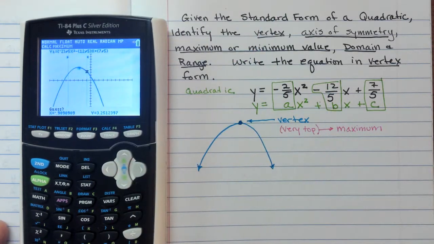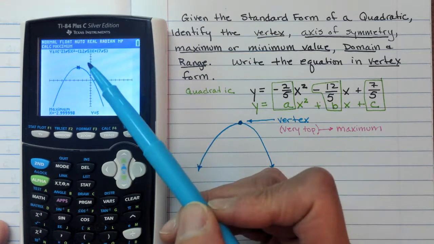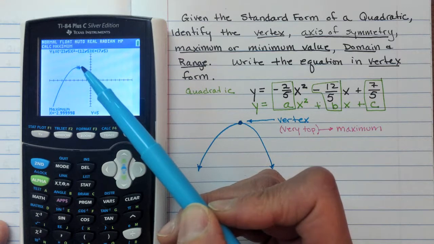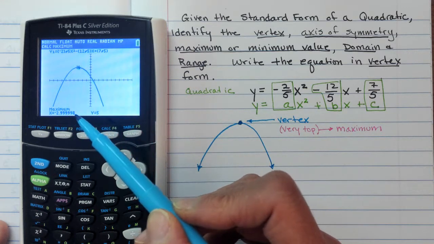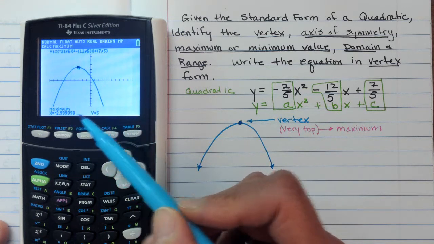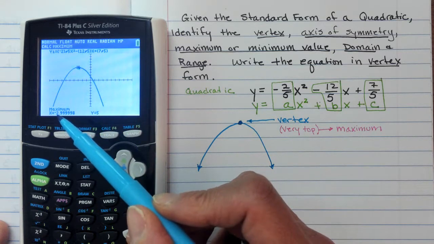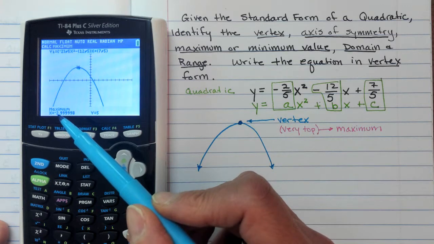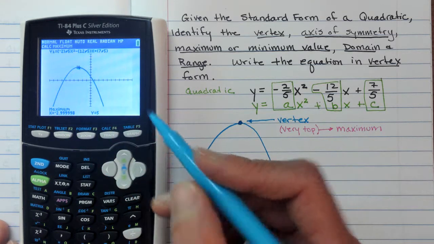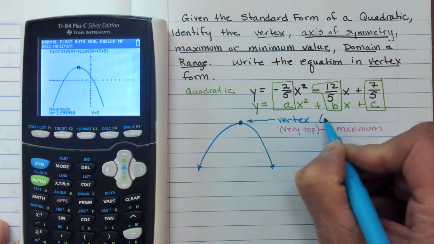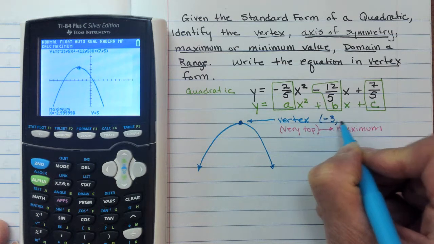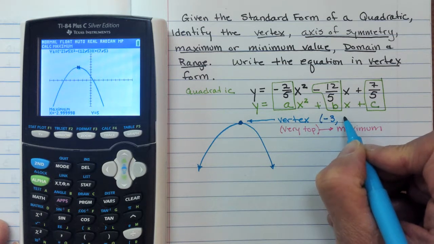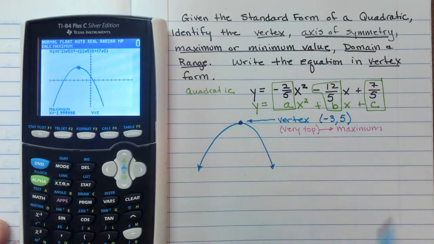It asks me to guess. I can move the cursor closer, but I'll let the calculator figure it out. So I'm going to go ahead and push enter. And you can see the cursor went exactly where I wanted to go. So it gave me my maximum value. It's an XY coordinate. So I have to be careful. This here is a screen error, so this is actually going to round to -3. So that means that my X value is -3 and my Y value is +5. So that's the value of my vertex.